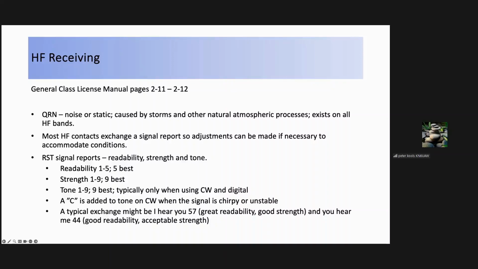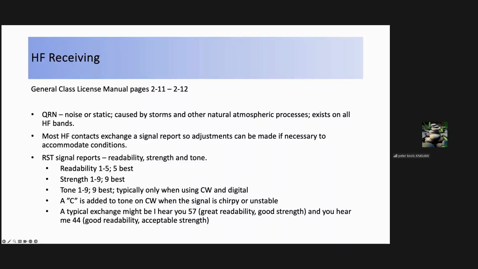For the exam, QRN is on the exam, and the N is for noise or static. That's the best way to remember it. And the HF bands generally have some kind of noise or static going on. Sometimes it's below the S meter. You can't see it on an S meter. Sometimes you're on a particular band and the noise level is at an S5 or an S6 or S7 or S8. And you can't hear anybody unless they're like next door and you're getting ground wave signal into your antenna.